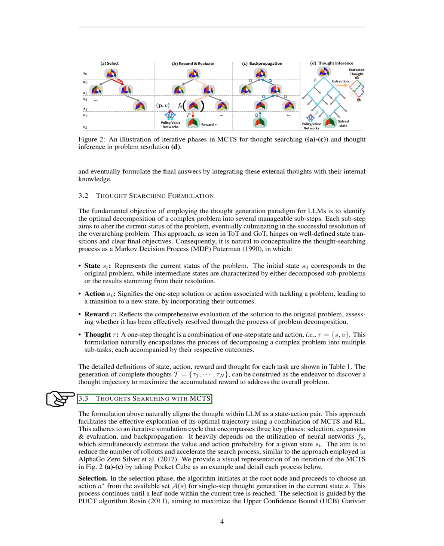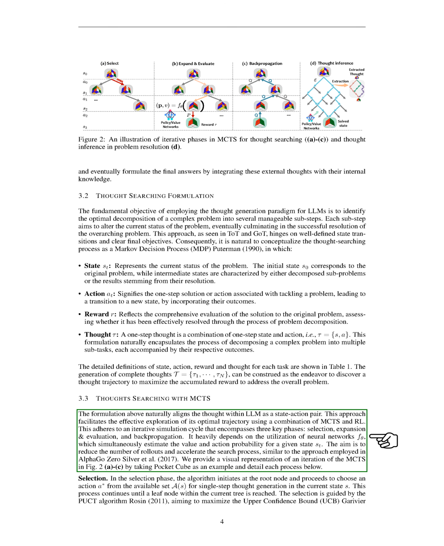Section. Thoughts searching with MCTS. We're going to discuss a method called thought searching with MCTS, which is a way of aligning thoughts within a language model as a state-action pair. This method is beneficial because it allows us to explore the best path using a combination of Monte Carlo tree search, MCTS, and reinforcement learning, RL.